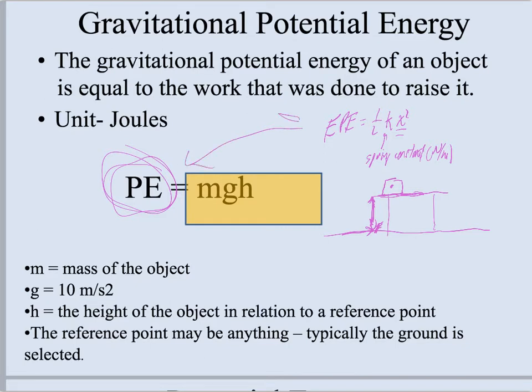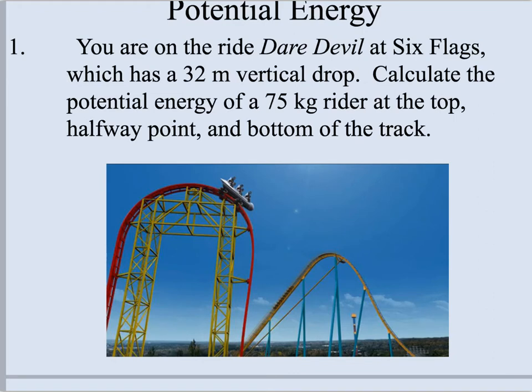But both of these are considered stored energy. All right, so let's say you're riding Daredevil at Six Flags, and it's got a 32-meter drop. Looks like that would be our h, 32 meters. Calculate the potential energy. So they want us to find the potential energy. We know that's going to be in joules. We have a 75 kilogram rider at the top. So the mass is 75 kilograms. And we have to find it at the top, at the halfway point, and at the bottom.